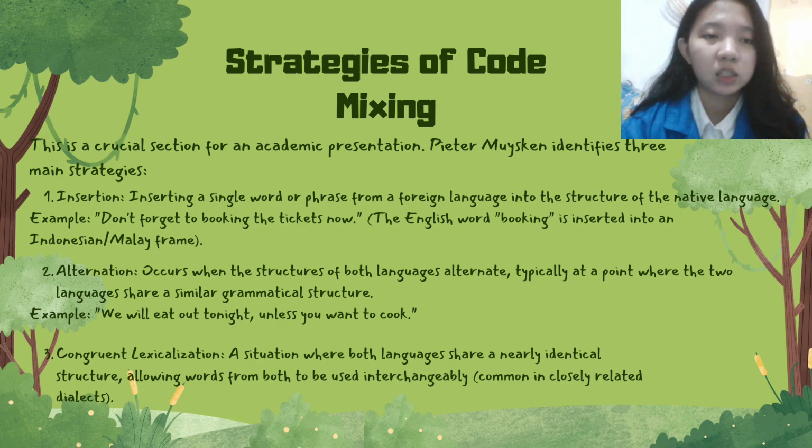2. Alternation occurs when the structure of both languages alternates, typically at a point where the two languages share a similar grammatical structure. Example, "We will eat, we will eat out tonight unless you want to cook." And 3. Congruent lexicalization: a situation where both languages share a nearly identical structure, allowing words from both to be used interchangeably, common in closely related dialects.